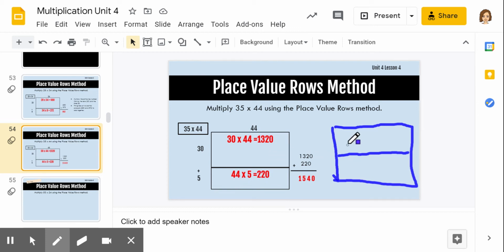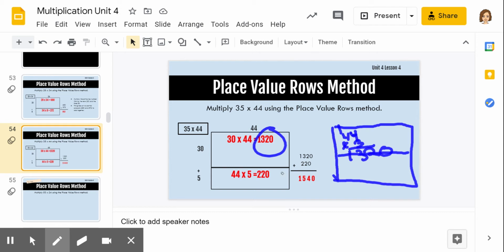And if you want to see that, I'll do it over here on the side. So remember what we learned about powers of 10, right? Multiplying by 10. So I'm going to ignore the 0, and I'm simply going to do 44 times 3. 4 times 3 is 12. Carry my 1. 4 times 3 is 12, plus the 1 I carried is 13. Plus the 0 gives me the 1320.